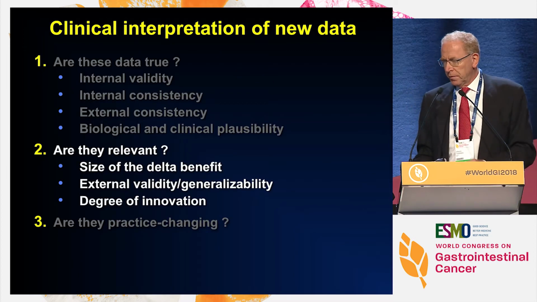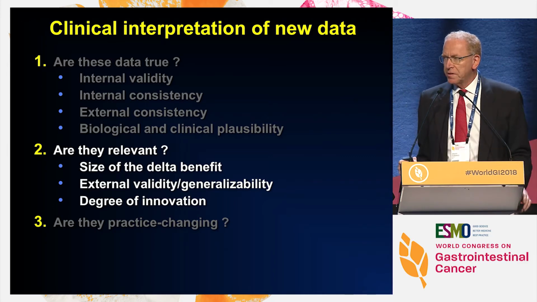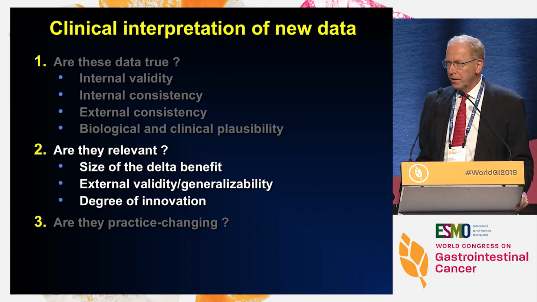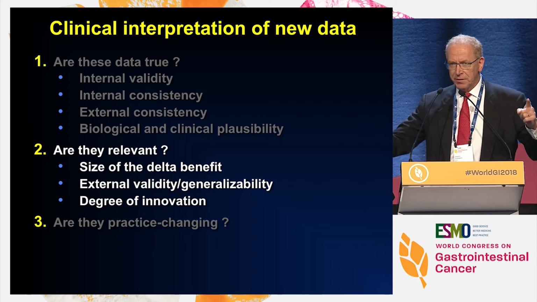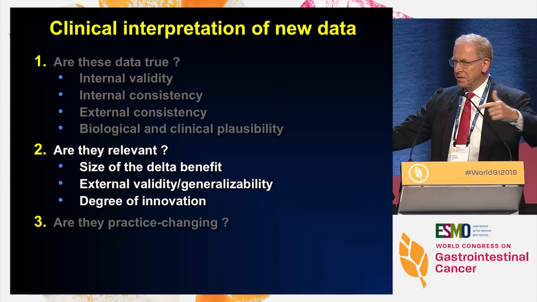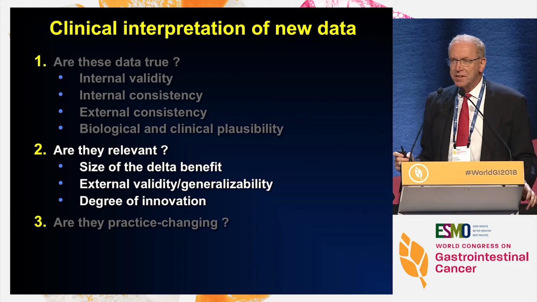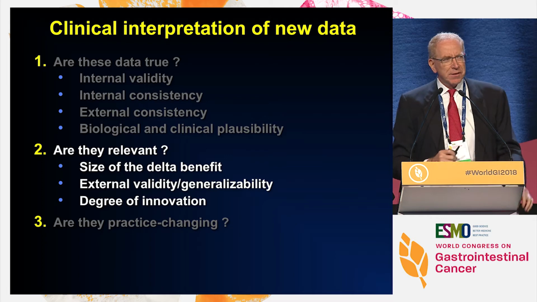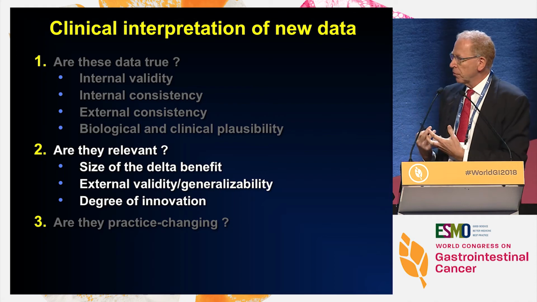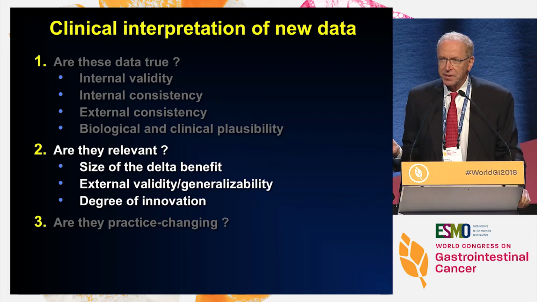The second point that needs to be addressed in order to conclude is how relevant the data are. And again, we have three dimensions to this. The first is how large is the benefit, the size of the benefit. The second is on how many people can I apply these results. And that is called generalizability or, more or less, external validity. And finally, does this new finding open up a new avenue for cancer treatment? So degree of innovation is also part of the concept of relevance. Let's look at the first parameter, size of the delta benefit.